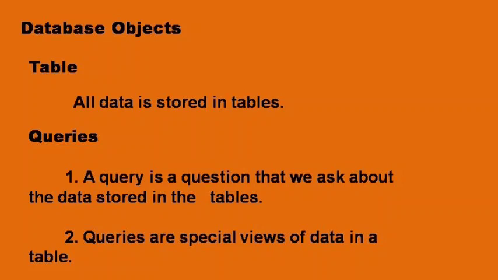So there are some database objects. The first one is table. All the data in a database are stored in the form of tables. Next, queries. What is meant by query? A query is a question that we ask about the data stored in the tables. We can ask any questions from the tables. Queries are special views of data in a table.